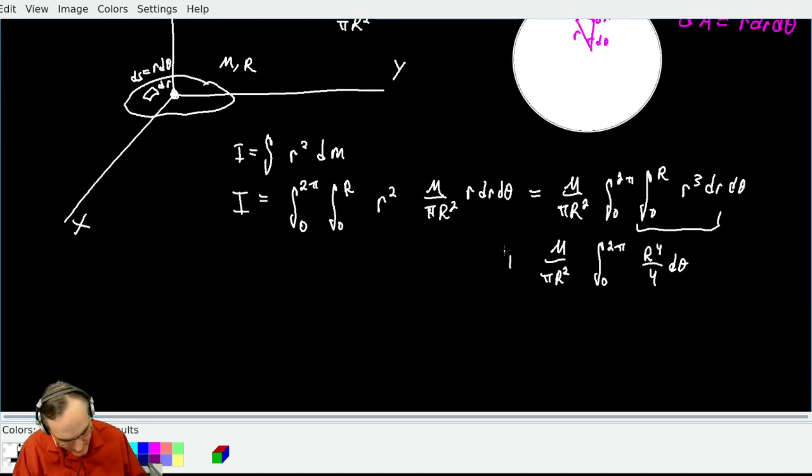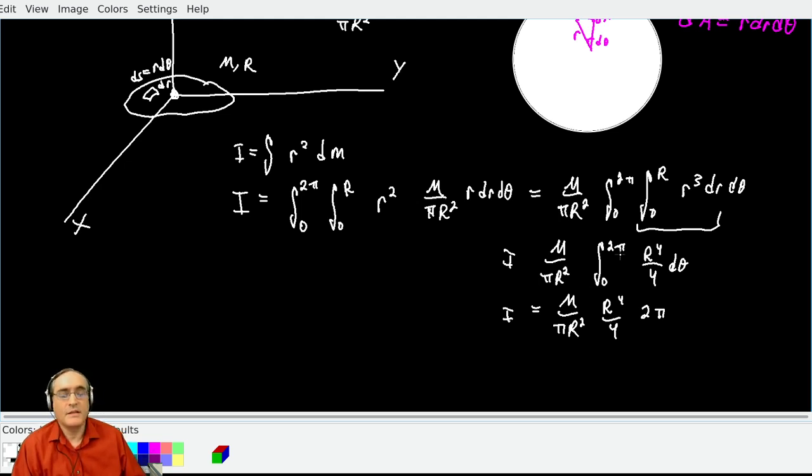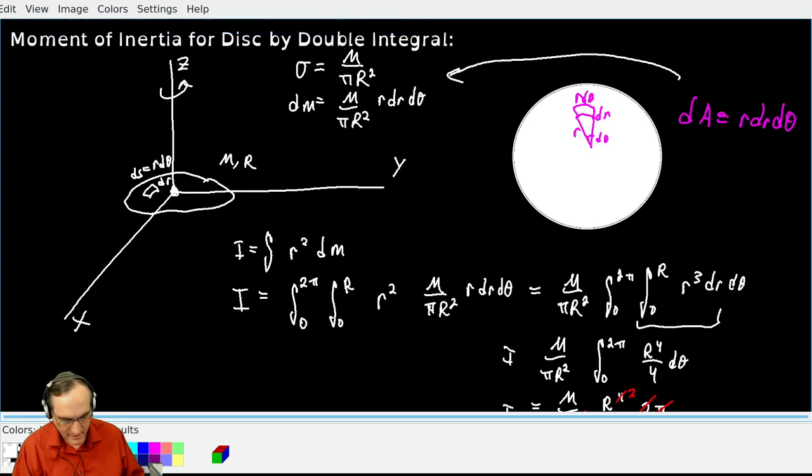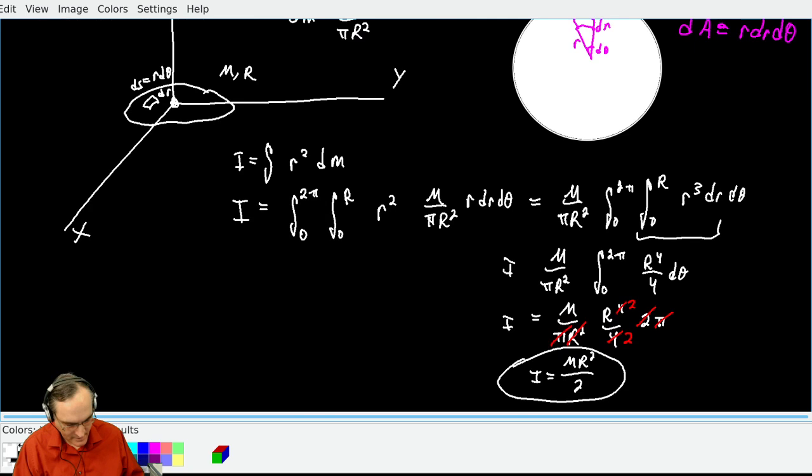And then when we do the next part of the integral, we will just get R to the fourth over 4 can come out in front. We get integral from 0 to 2 pi of d theta. So theta between 0 and 2 pi, which is 2 pi. The pi can cancel, the 2 can cancel. One more thing, we can cancel this R squared and get an R squared on top. We get mR squared over 2. And you can see why I like this. It does make the setup for finding the moment of inertia of a disk pretty darn trivial.